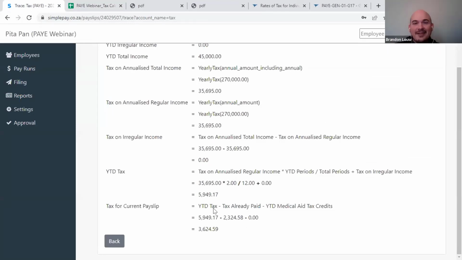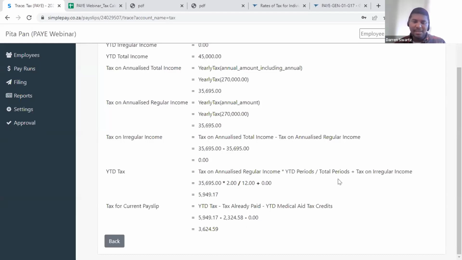Absolutely. Thanks, Brandon. So when we were going through this cumulative method, I identified a few points that I want to raise with you. I see that the annual equivalent is always taking into account the number of payroll periods within the tax year, right?